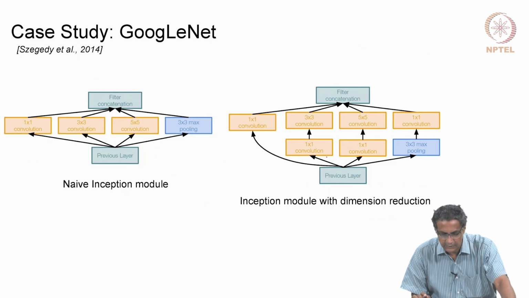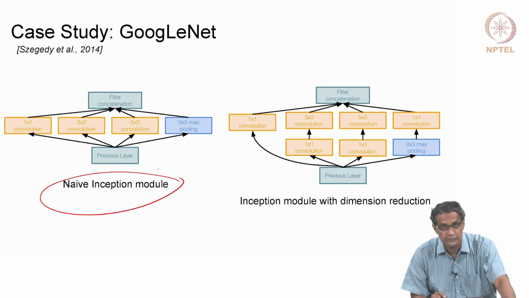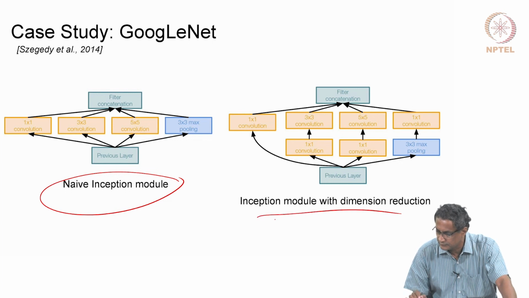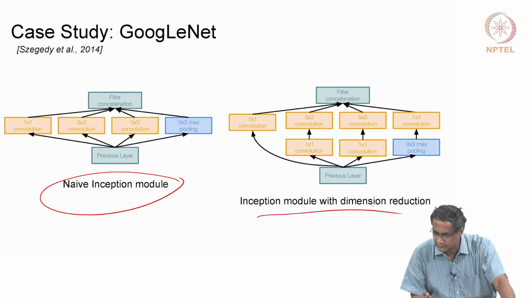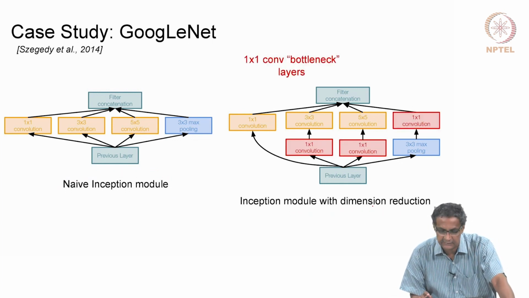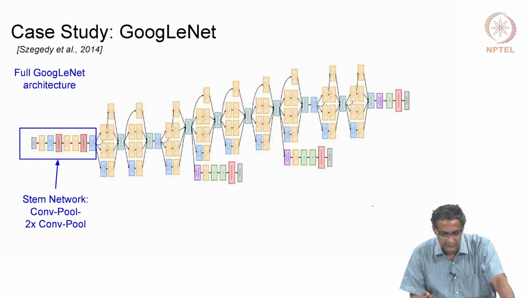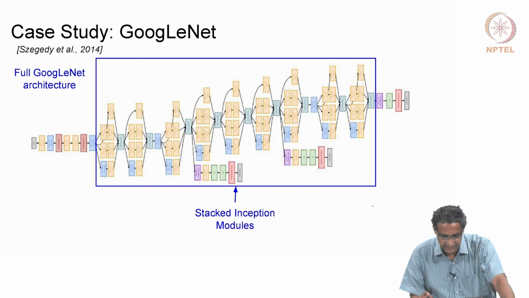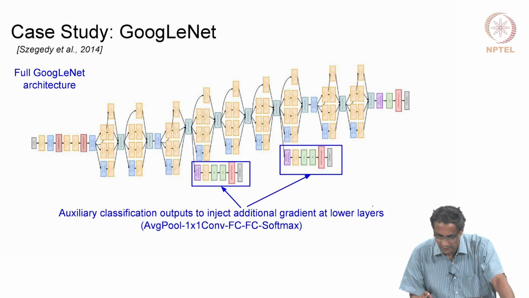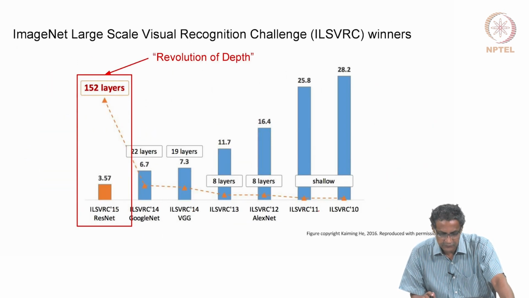Now, this is a naive model which, if you use it, you will actually run into trouble. This is the one they use, which leads to a dimensionality reduction. Then the bottleneck layer, I think I told you. I thought it's easy to explain first, and then the stem network, I told you. What else is there? Auxiliary classification, to inject a gradient at lower layers. I think most of it is here.